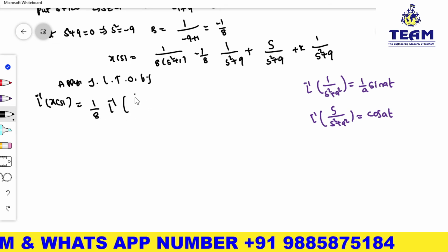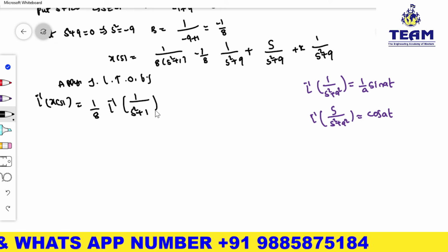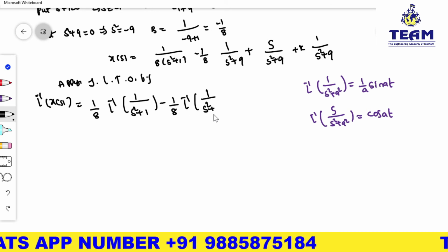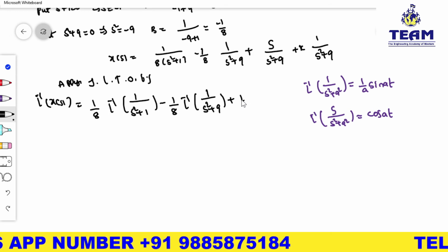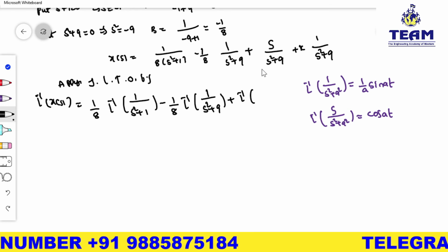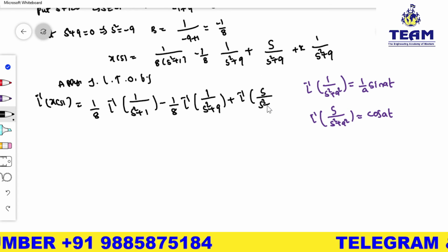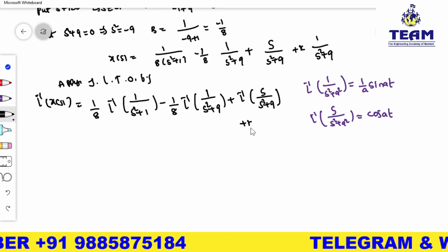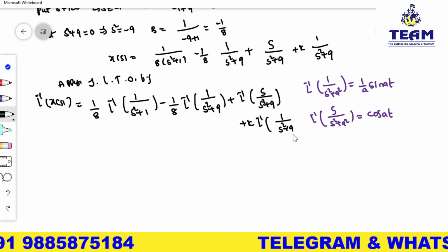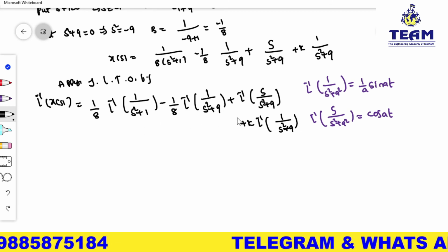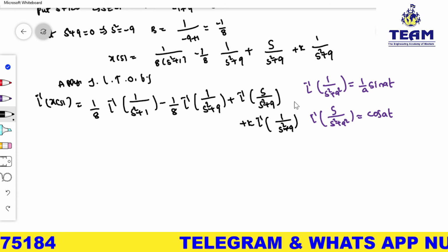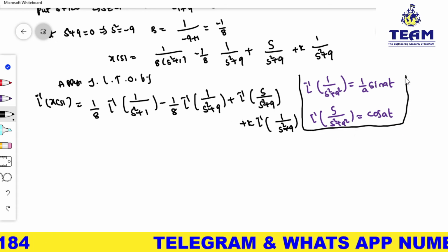L inverse of 1 by s square plus 1, minus 1 by 8 times L inverse of 1 by s square plus 9, plus L inverse of, friends, you don't write down s outside. Remember, only the constant we have to write. s by s square plus 9 plus k times, k is a constant now, L inverse of 1 by s square plus 9. Why have I written individually? Because L inverse satisfies the linearity property. Now we are applying these two formulas.